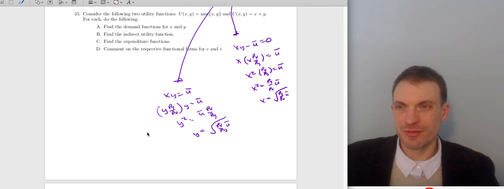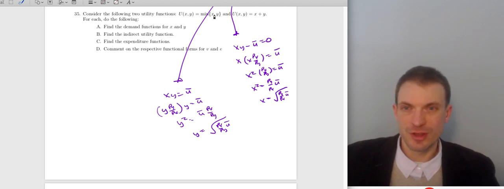All right, 35. Consider the following two utility functions: perfect complements, perfect substitutes. Find the demand functions, find the indirect utility function, find the expenditure functions. Comment on the respective functional forms.